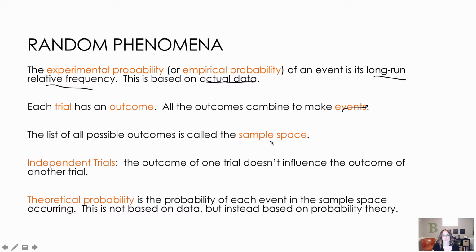So the list of all possible outcomes is called the sample space. So if we were flipping a coin, that would just be heads, tails. If we were flipping two coins, that would be heads-heads, tails-tails, heads-tails, tails-heads, etc.